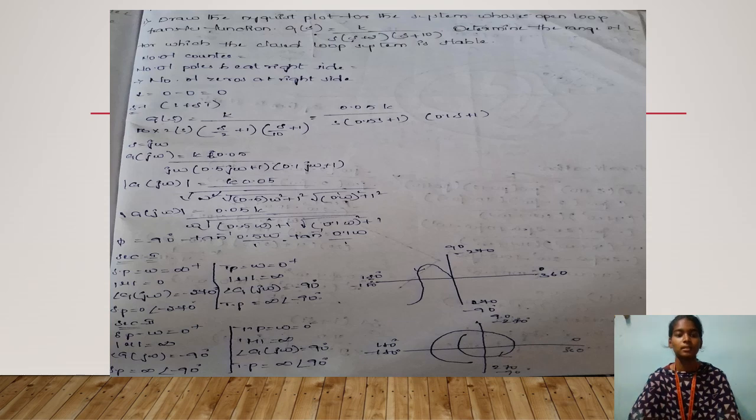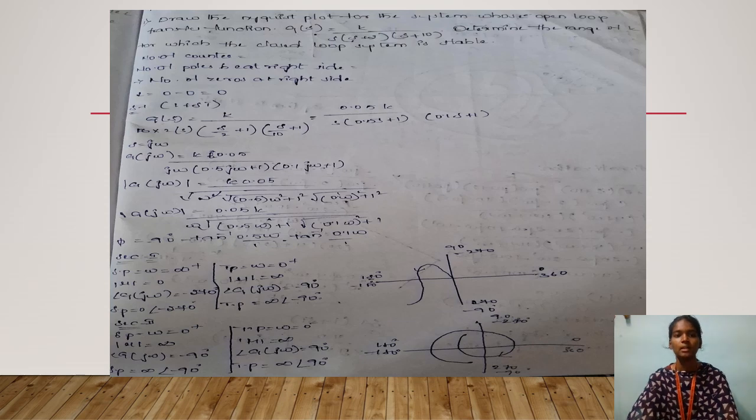Now we can see the problem. Draw the Nyquist plot for the system where the open loop transfer function G(s) is equal to K divided by s(s+3)(s+10). Determine the range of K for which the closed loop system is stable.